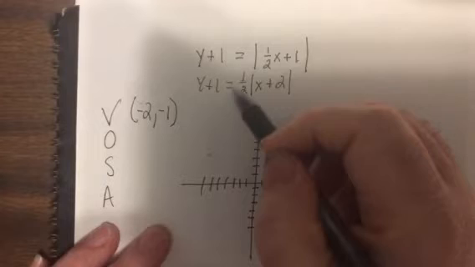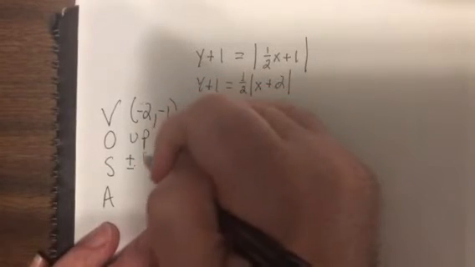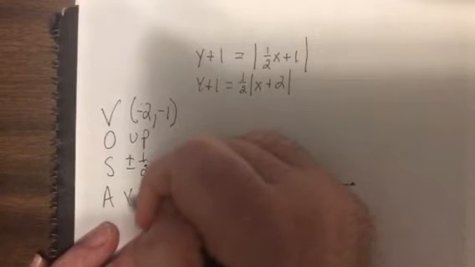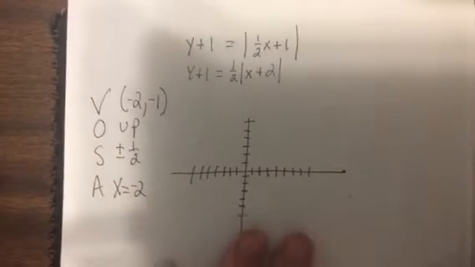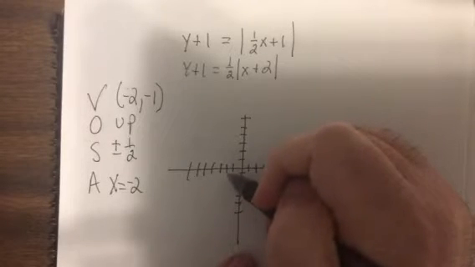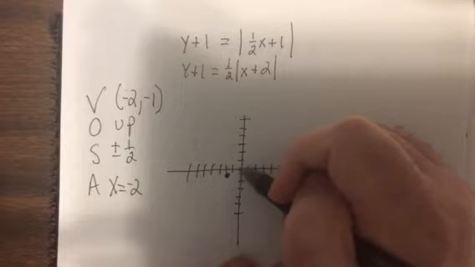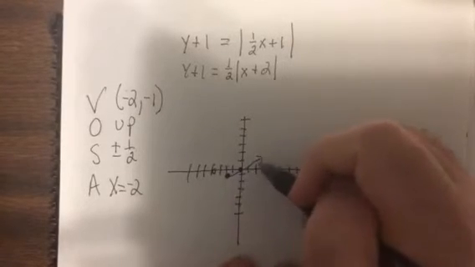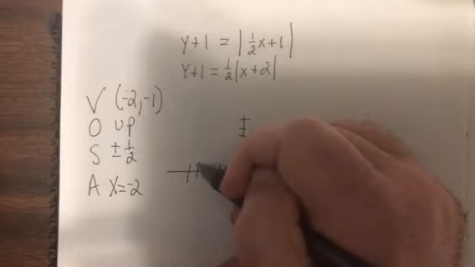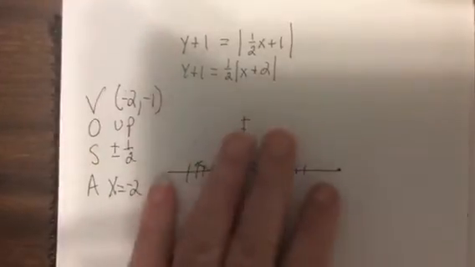Then it opens up because that's positive. The slope is plus or minus 1/2, and the axis is x equals -2. So -2, -1. Up 1/2, so up 1 over 2, up 1 over 2. Now, I probably should have a ruler with this, but freehand is so much more fun.